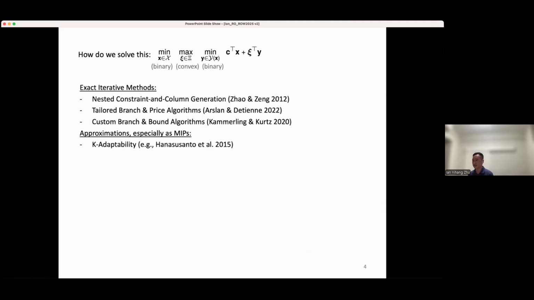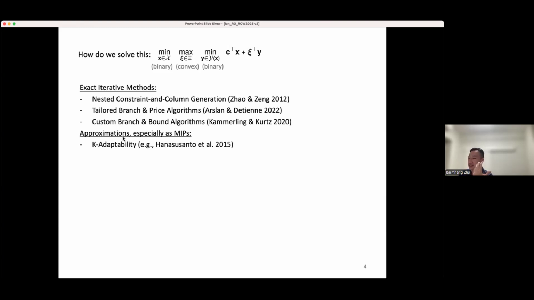Okay, so how do we go about solving this problem? This is a challenging min-max-min problem: binary, convex, binary. And really, you'll see in the next slide that the trouble is this inner optimization problem. There's a variety of exact iterative methods. The most classic was a nested constraint and column generation approach, in which I sample scenarios and build a bigger and bigger master problem. There's tailored branch and price algorithms, most notably from Aisha Arslan and her co-author Boris Etienne. And I believe Aisha also presented in the webinar. And finally, there's branch and bound methods, and Giannis and his co-authors also developed these.